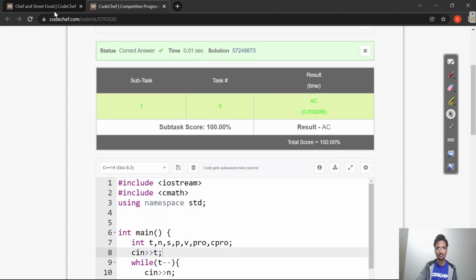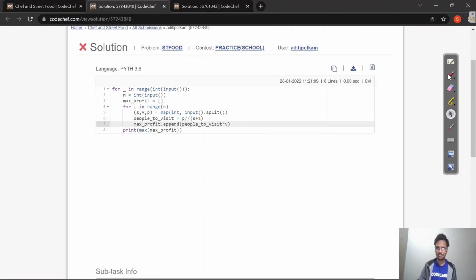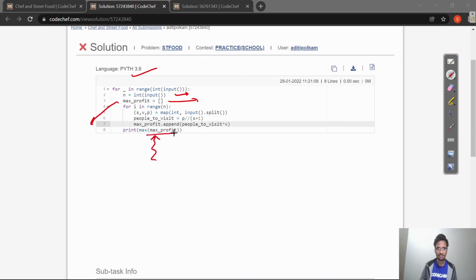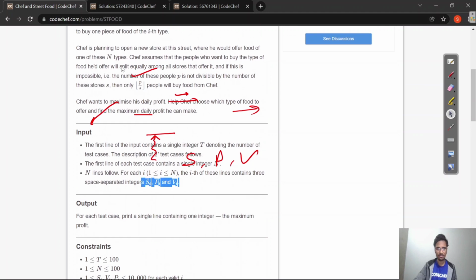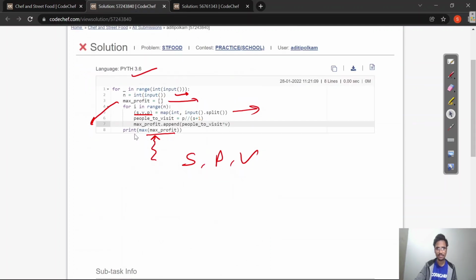Now let's check for some error codes. So this is our first error code. Now this is in Python 3.6. So n is for numbers. Now max profit. So he has taken a list and he is appending his answer. And in the last he is simply printing max of these values. But the problem here is this input part, because the input part is s comma p comma v, not s comma v comma p. Okay, s comma p comma v. But in this case, the solution has been written in form of s comma v comma p. So that's the wrong part here.